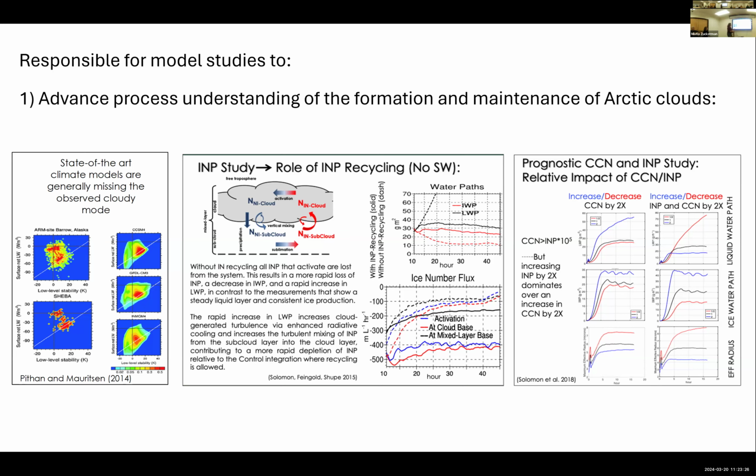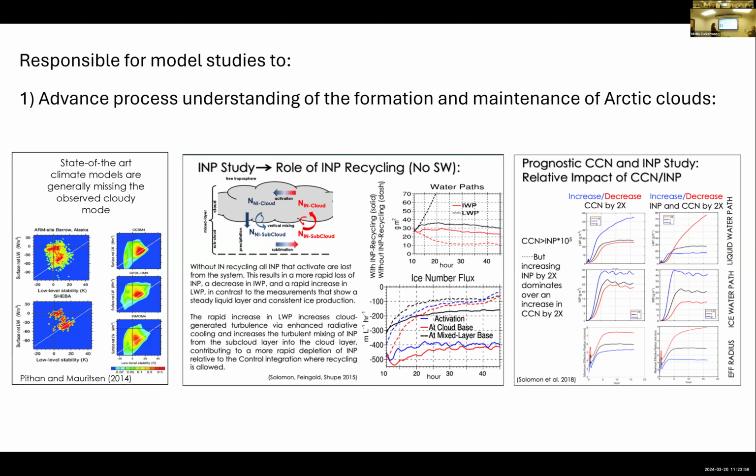The blue line shows that when you increase the CCN by a factor of 2, this top row is just liquid water path, so you're increasing the amount of liquid water in the clouds. On the right, this is when you increase both IMP and CCN by a factor of 2, and you get the opposite result. Even though IMPs are orders of magnitude smaller in number than CCN, if you increase them by a factor of 2, you actually reduce the liquid in the clouds. These are just some of the processes that we've been looking at, focusing on the LES scales.